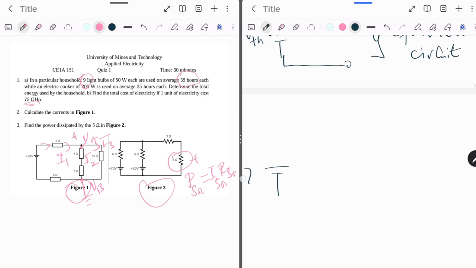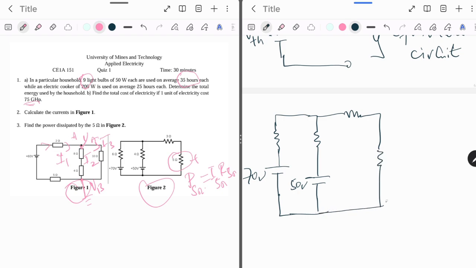Here I have 70 volts, and I have a resistor. I have another voltage here which is 50. Then we have a resistor here, then another one. Here the resistance is 6 ohms, here I have 4 ohms, here we have 3 ohms, and then here is 5 ohms.